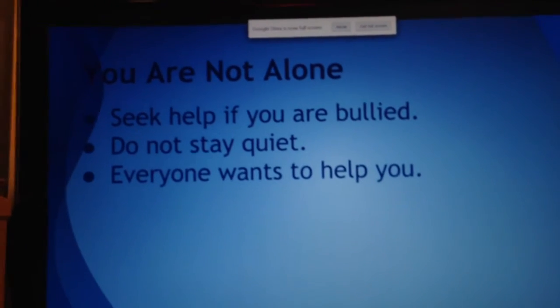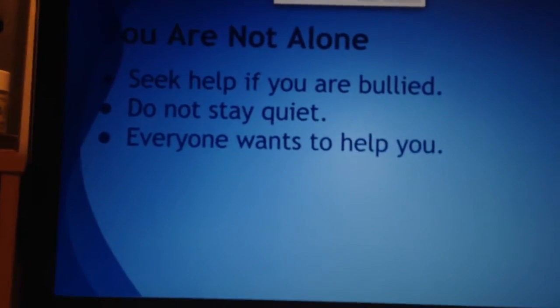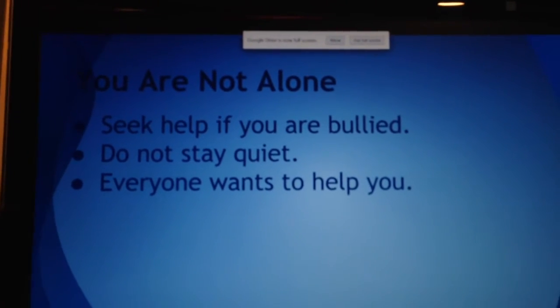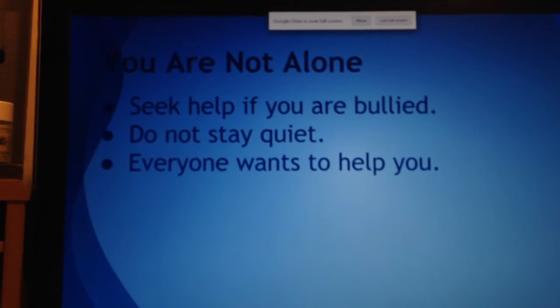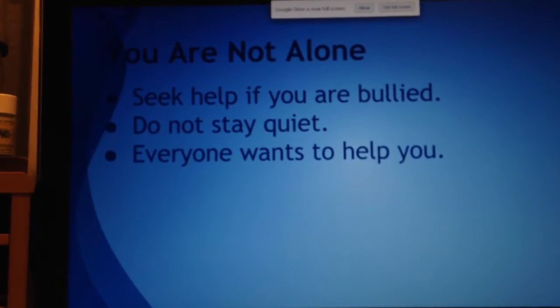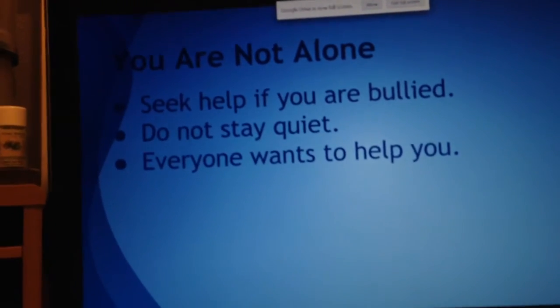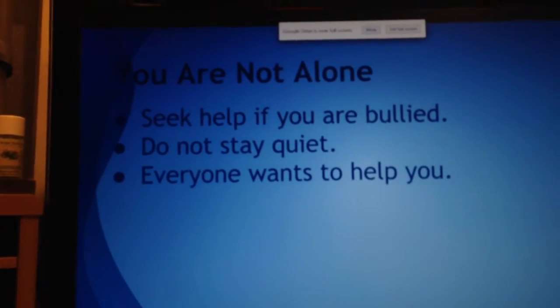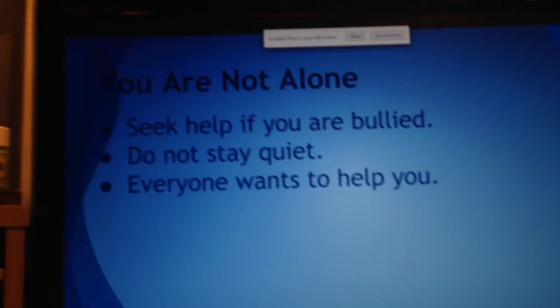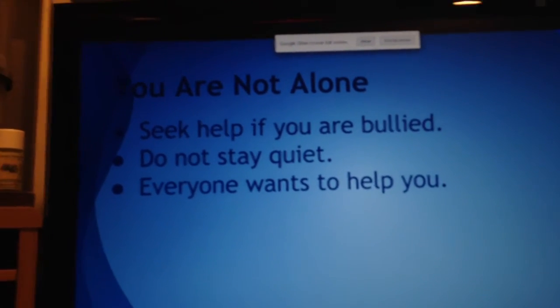And then in conclusion, you're not alone if you're being bullied, because there are people that will help you. It's important that you don't stay quiet and that you seek help, because everyone will want to help you. I mean, your parents, your friends, your teachers, your school administrators, they all care about your safety, and they don't want to see you get hurt.